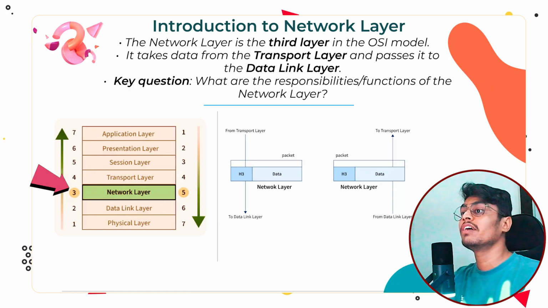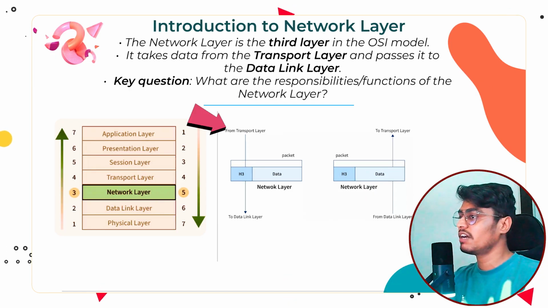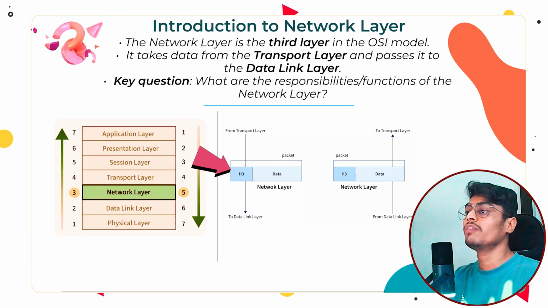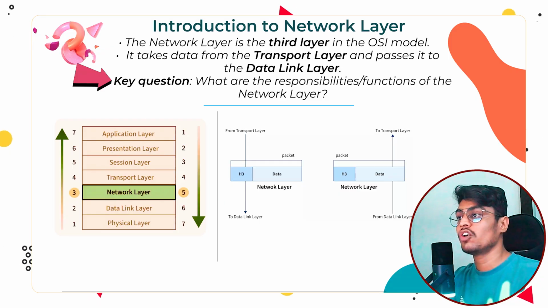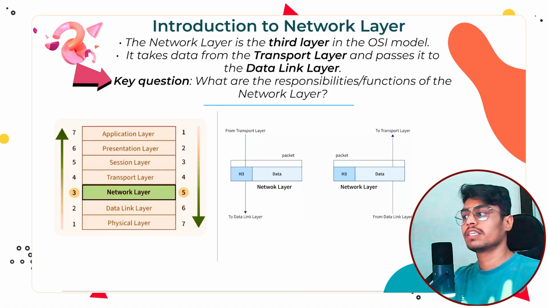Network layer is the third layer from below in the OSI model, which takes data from transport layer and passes it on further to the data link layer. Now, what are the responsibilities or functionalities of network layer? This is what we have to discuss in this video.